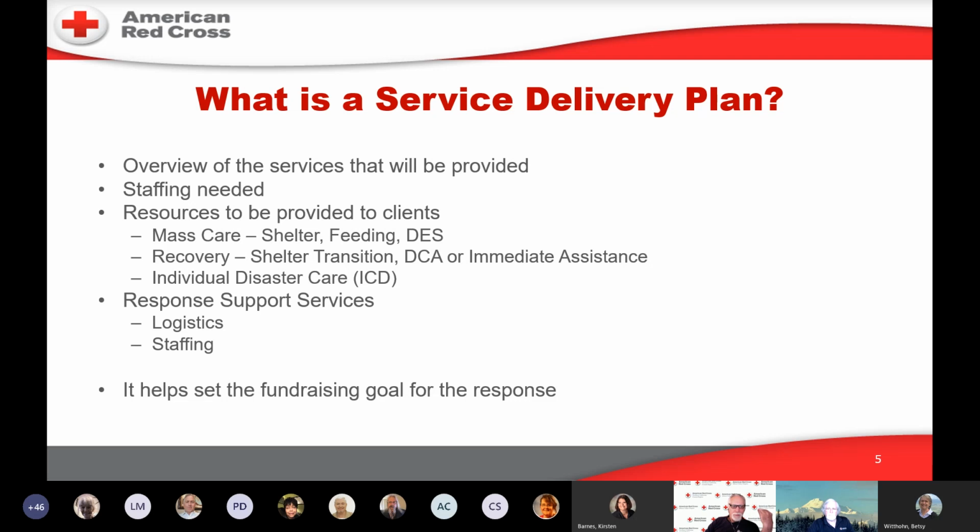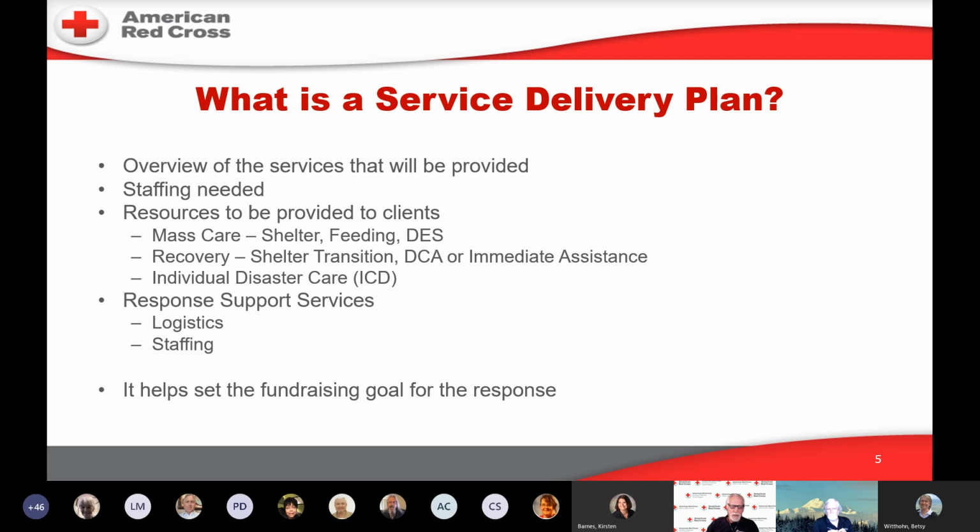Okay, what is a plan? And a lot of people think the plan is a budget. Well, it turns out the budget is part of it, but it's not the real purpose of the plan. The real purpose of the plan is a summary or overview of all of the services you plan to provide and how many weeks you're going to be providing them. So it gives you a general overview of what lays ahead for the operation.